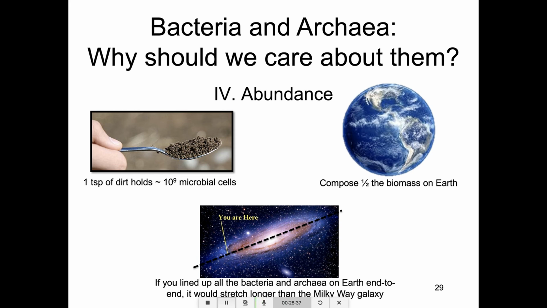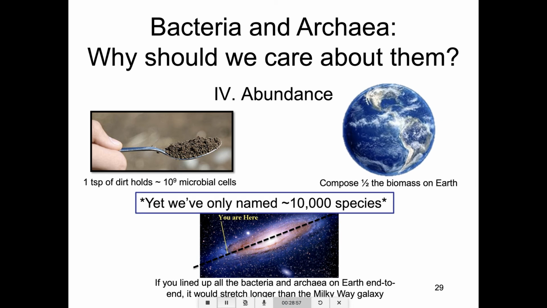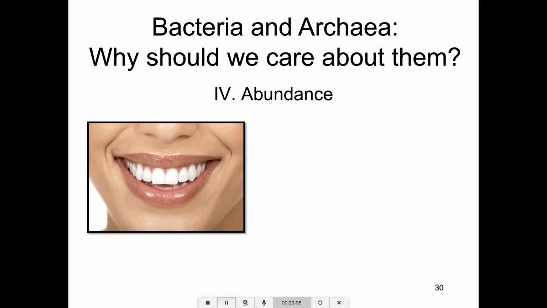Because of that huge abundance, they have a very important role in what are called biogeochemical cycles, influencing the movement of nutrients and gases from the air to the water into the soil, and moving a lot of these important nutrients around. They play an important role in ecosystem level processes because they're so abundant. Yet we've only named 10,000 species, and so there's still a ton that we don't know about the archaea and the bacteria, about these prokaryotes.